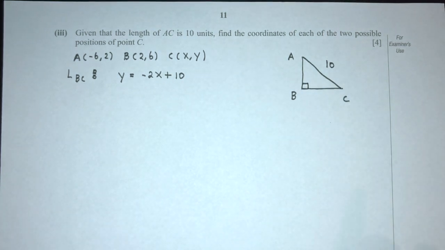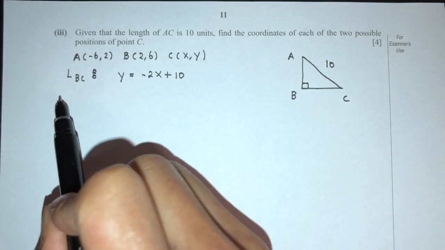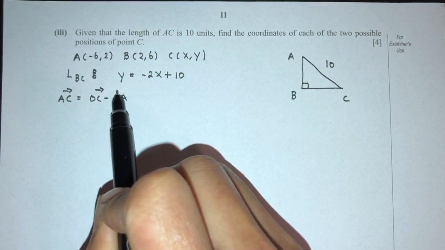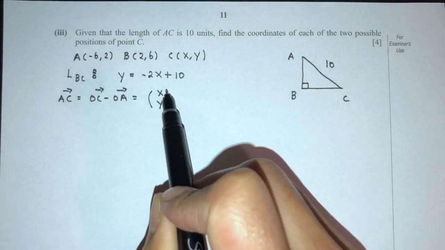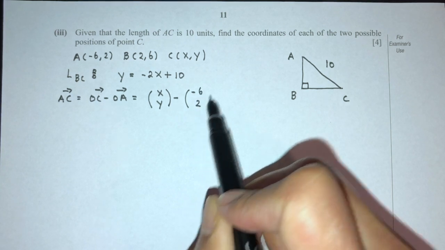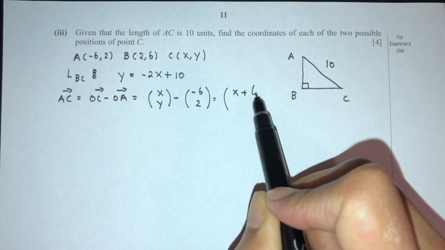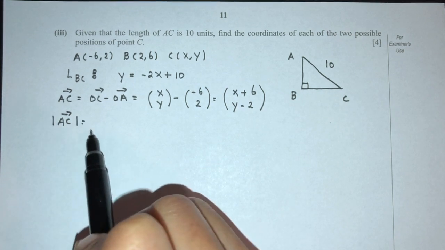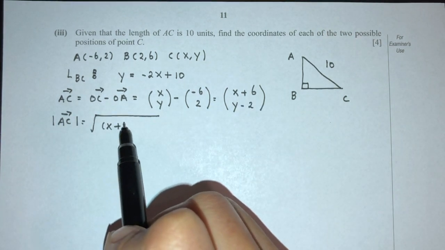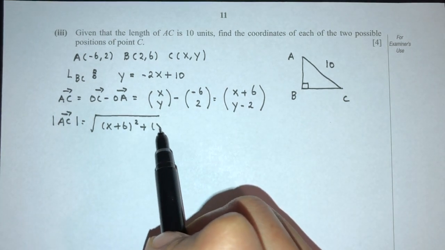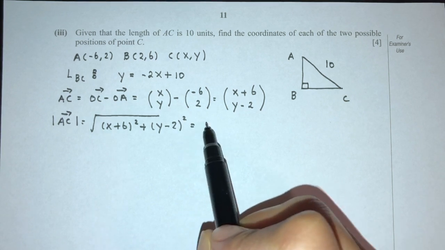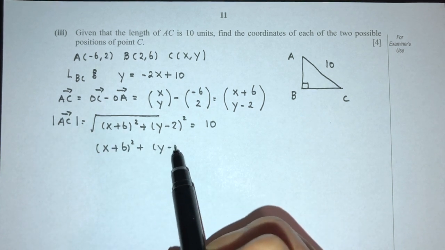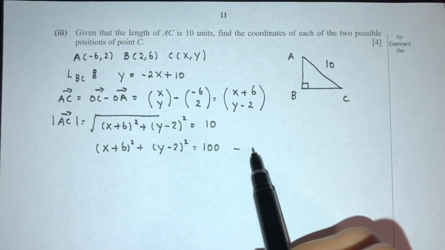So how can you find the length of AC? Usually we find the length by using the formula. We first have to find the vector AC. That will be OC minus OA. OC will be (x, y) minus OA, which is (minus 6, 2). That will be (x plus 6, y minus 2). So we have the magnitude of AC, root of (x plus 6) squared plus (y minus 2) squared, equal to 10. Now we have a new equation, which is (x plus 6) squared plus (y minus 2) squared equals 100. That is my equation number 1.